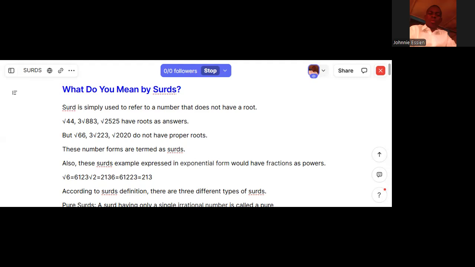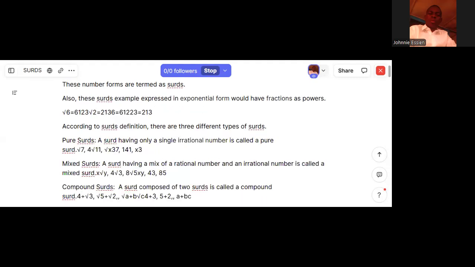Expressions that are not surds can be root 4. So what you have on your screen instead, root 4, root 9, root 25, these are examples of expressions that are not surds because these expressions have integers as their square roots. Okay, so having seen that, we see types of surds.